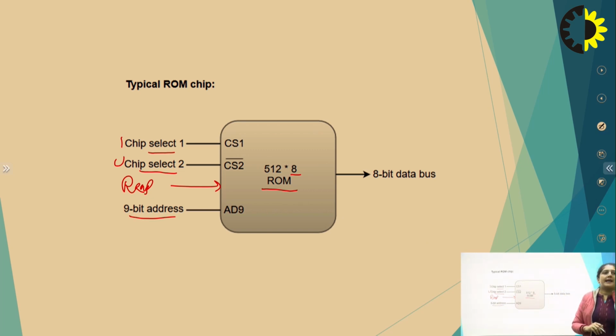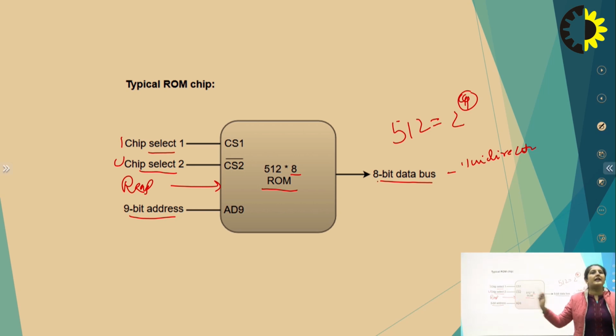How will we get this 9-bit address? Because we are using a 512 into 8 ROM, the size of the ROM chip is 512, and 512 is equal to 2 to the power 9. So the address of this ROM chip will be 9-bit, and we will get an 8-bit data bus. But in this, it will be unidirectional, because we are doing only a read operation.